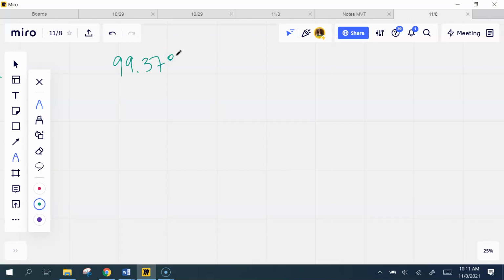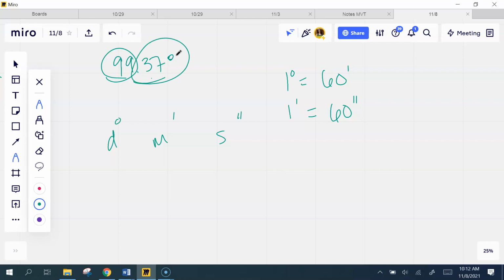Keys to DMS. So the key here is remembering what equals one. How many minutes in 1 degree? 60. And how many seconds in 1 minute? 60, right? And so I can always multiply everything by one. So I know that I have 99 full degrees here. Do you agree with that? Remember, DMS is degrees, minutes, and then seconds. So I need to know how many minutes is 0.37 degrees.